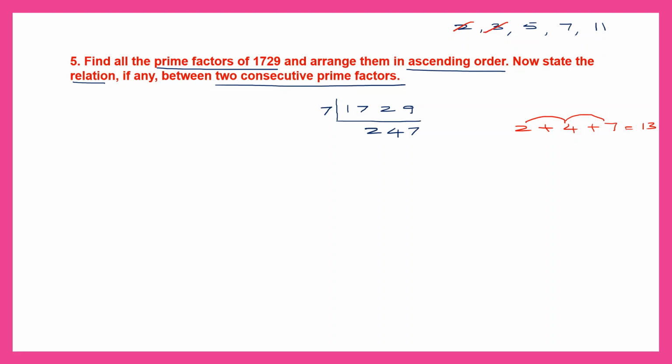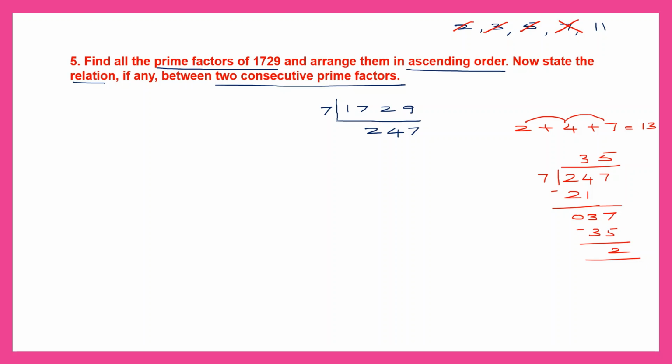Is it divisible by 5? No, because the last digit is not ending in 0. Is it divisible by 7? Let's divide it and see. 247 divided by 7. Let's take 24. 7 threes are 21. Minus 4 minus 1 is 3 and 0. We bring down 7. Now we have the number 37. 7 fives are 35 minus 2. The remainder is not 0. That means this number is not divisible by 7 also.